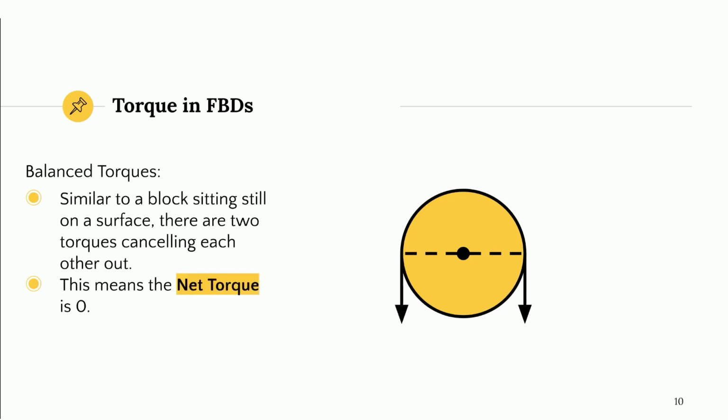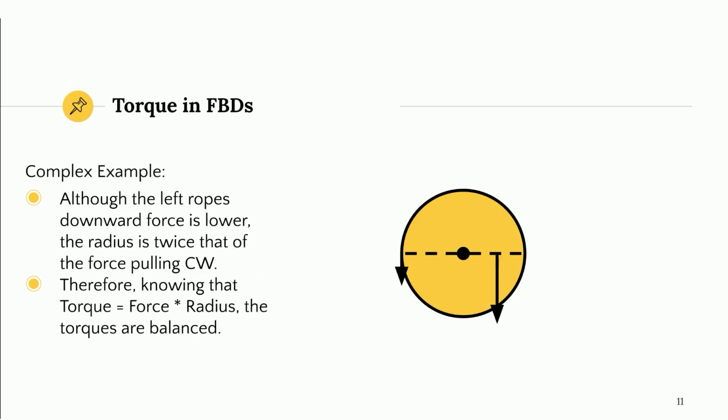So here's an example of balanced torques. Similar to a block sitting still on a surface, there are 2 torques canceling each other out. This means the net torque is 0. So the torque on the right is currently trying to pull the pulley clockwise. Meanwhile, the torque on the left is trying to pull the pulley counterclockwise. Since they're both the same torques, they cancel each other out in the same way that a block that's sitting on a surface has a force of gravity or weight pulling downwards and a normal force pulling upwards. So in this case, the torques are balanced.